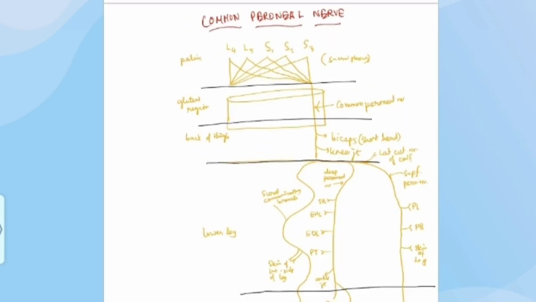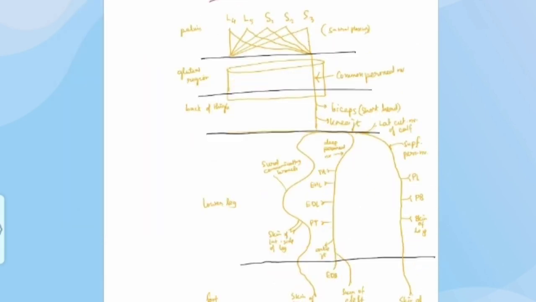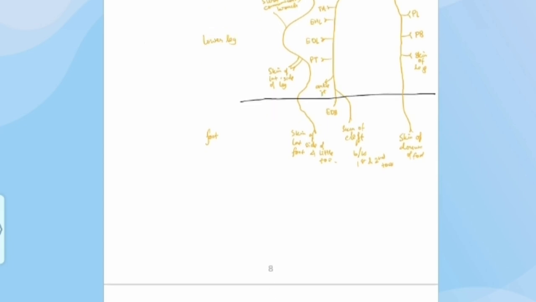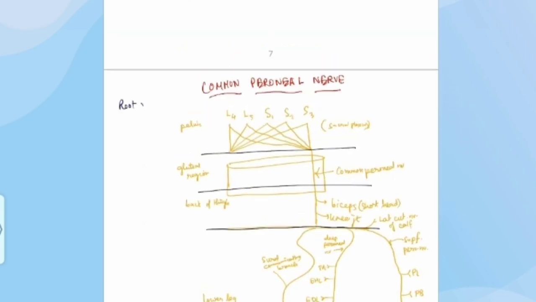Let's go over this with this structure in mind. This is a structure borrowed from Snell's Clinical Anatomy. Wonderful book. If you really want to see these types of structures of the nerves, there are very beautiful diagrams. So first of all, root values. As I always mention, root values.